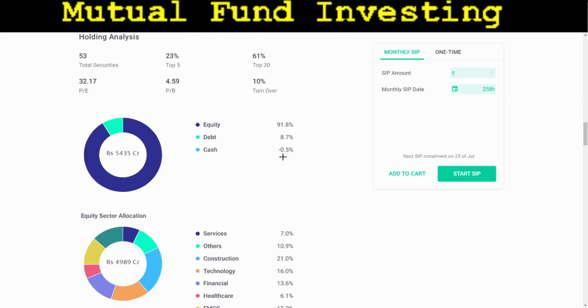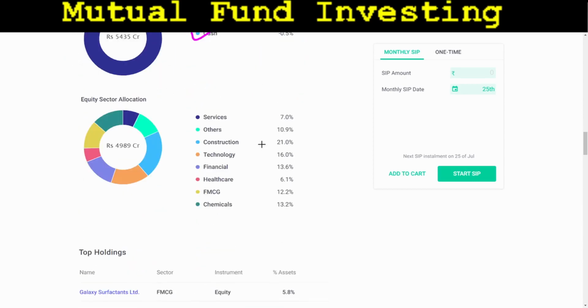Going further below, we can see the holding analysis. This is very important to us. Here we can see how many companies this mutual fund is holding. What is the concentration in top 5 companies? What is the concentration in top 20 companies? How much percentage the fund has invested in equity or debt or cash? Generally, for equity oriented mutual funds, it is mandatory to have at least 60% of their investment in share market. And as we can see here, this fund has invested 91.8% in stocks.